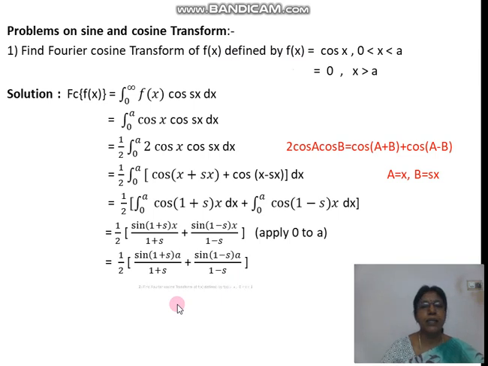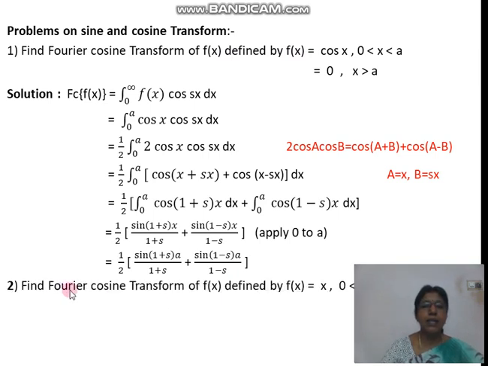Okay, see the next problem. Find the Fourier cosine transform of f of x defined by f of x is equal to x. Earlier also they asked for the cosine transform, and here also it is the cosine transform, except that earlier the function was defined as cos x in 0 to a, and here f of x is defined as x.